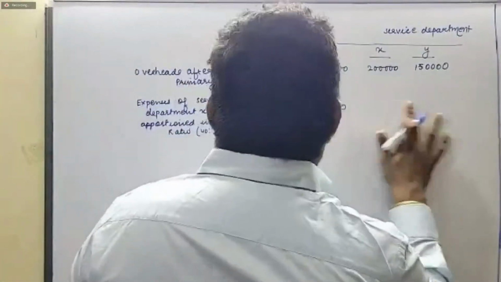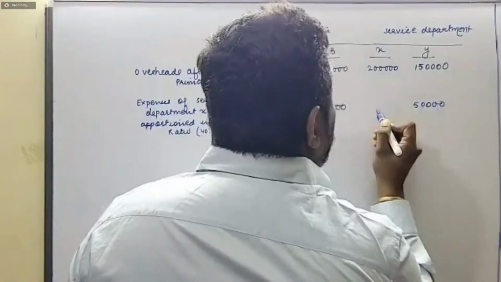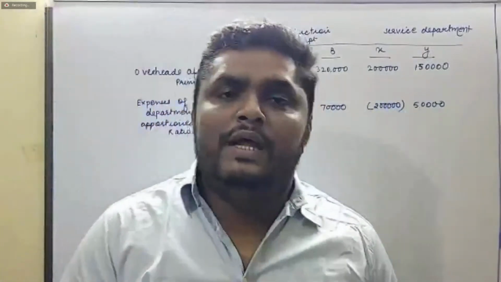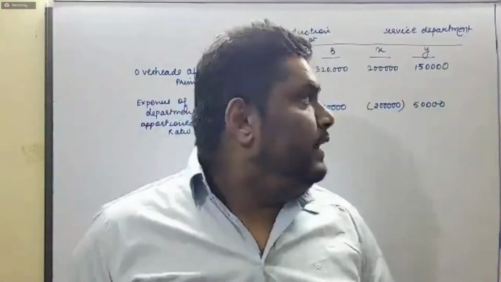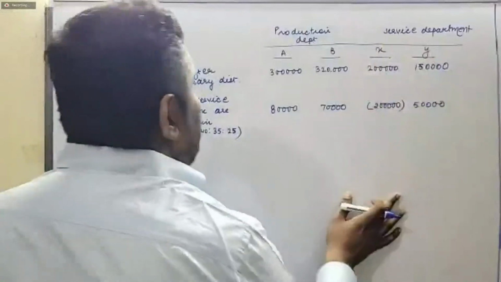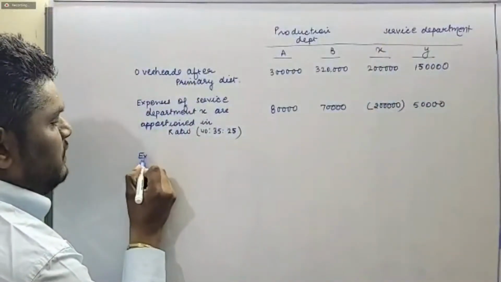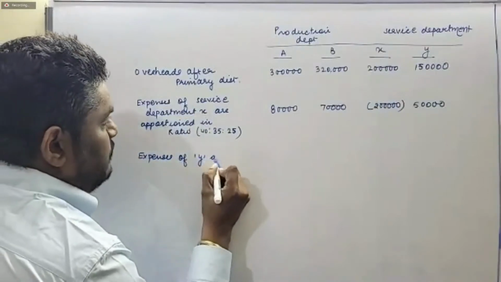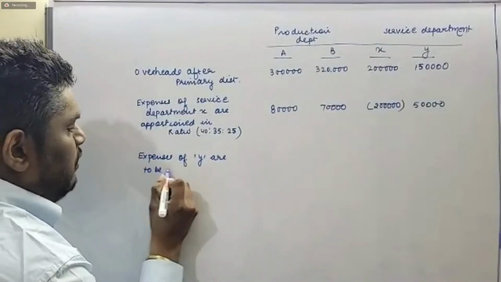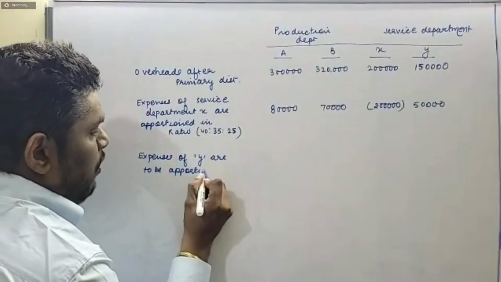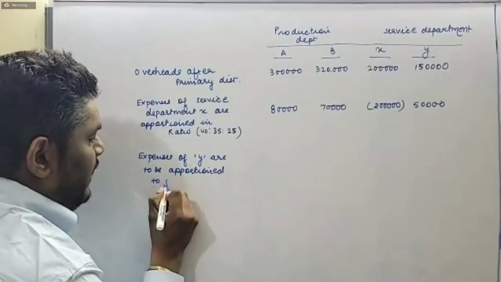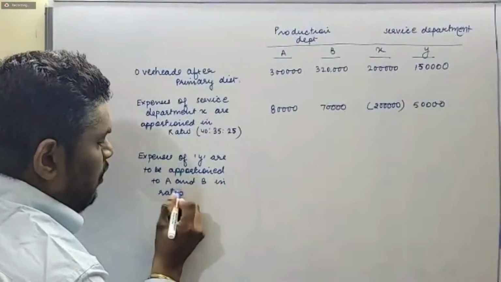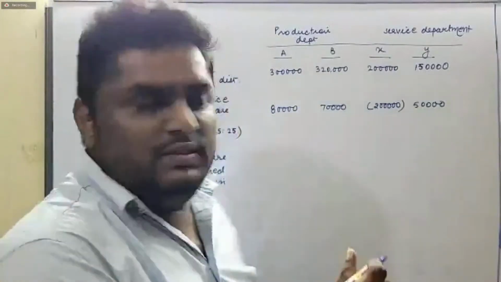And this will be 50,000. So now we have distributed the overheads of service department X. Now we'll proceed for distribution of overheads of service department Y. So expenses of Y are to be apportioned to A and B in the ratio of 40:60.